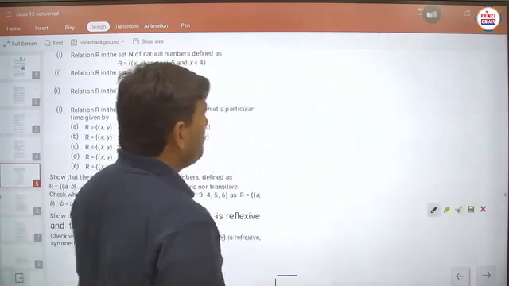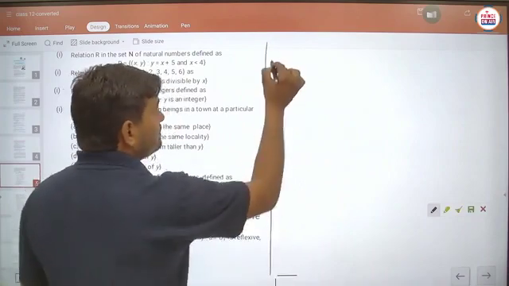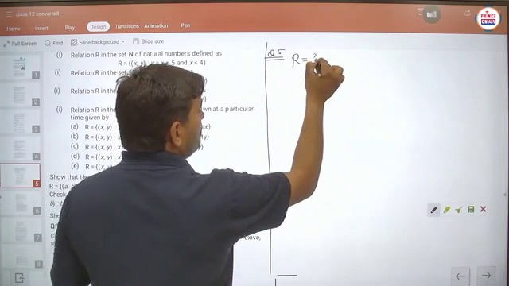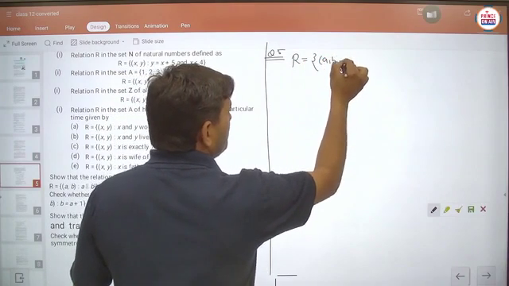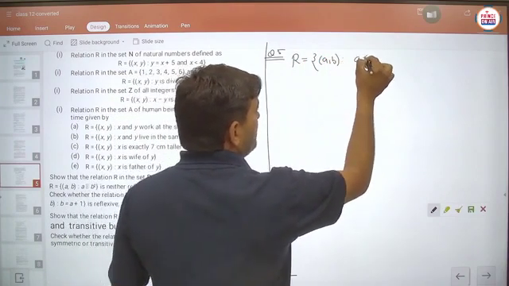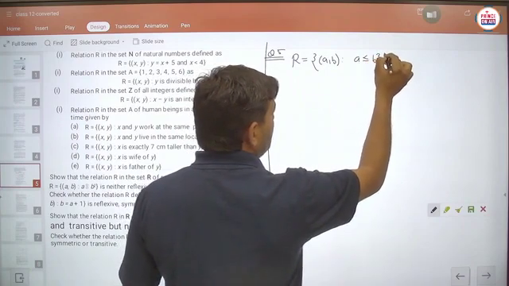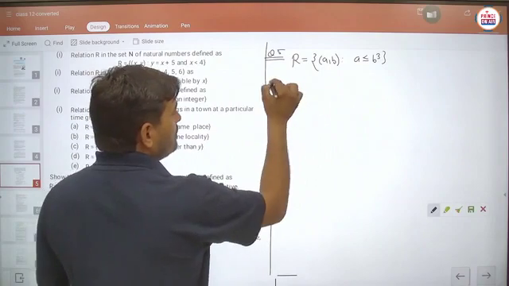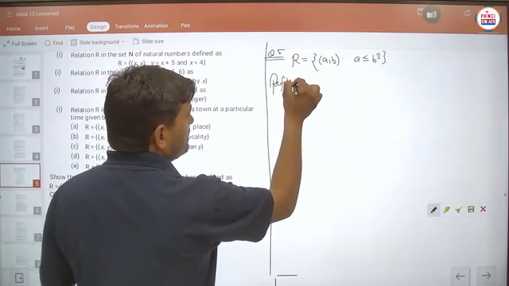So next, question number 5 we are taking here. R equals (a, b) such that a is less than or equal to b cube. Is it clear? So this will be defined on the set of real numbers. First of all, we have to check whether it is reflexive or not.